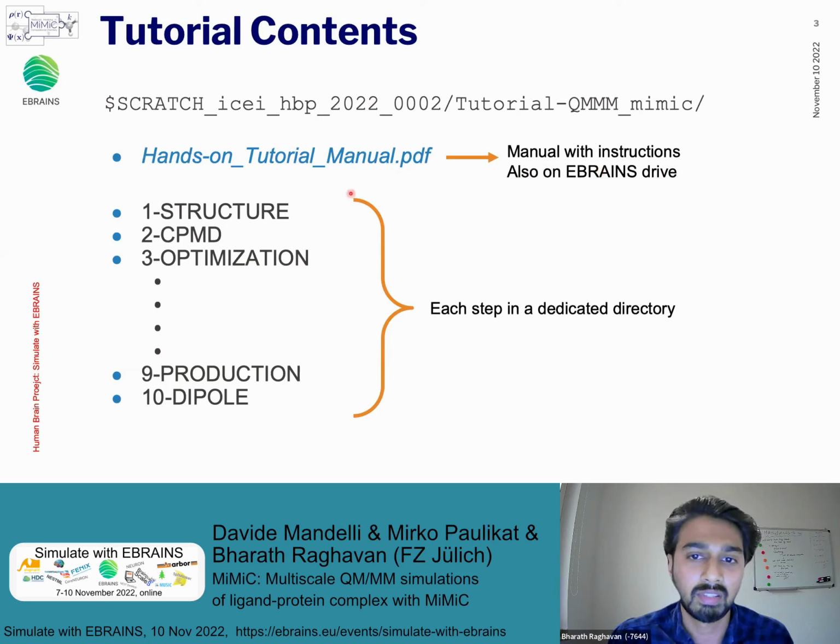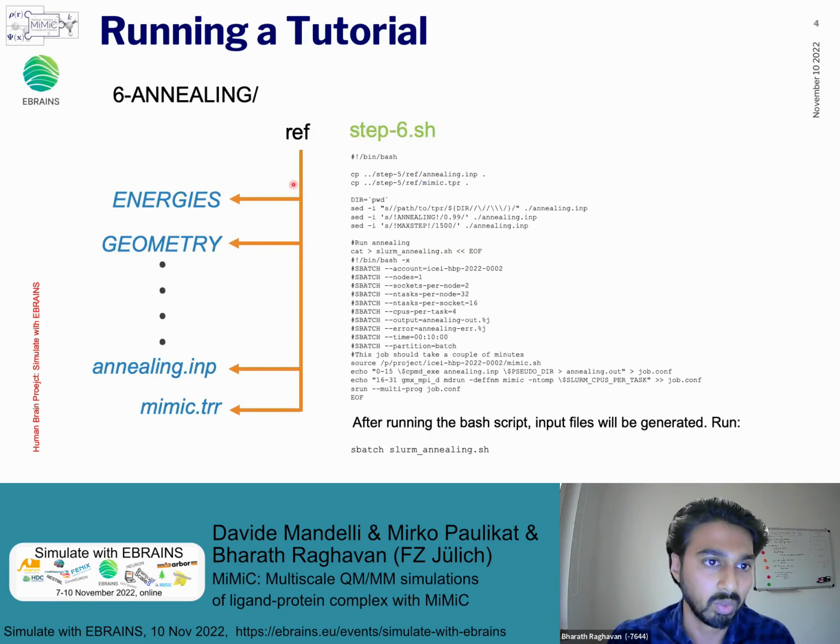The tutorial directory contains a list of 10 folders corresponding to each step that you need to perform for the simulation. The details of each step are provided in the manual, and all the required data to run the simulations are provided in each of these folders. If you take a look at one of these folders, let's take an example of step 6 annealing. This contains a file step6.sh, which is a batch script. If you run the batch script, it will generate all the required data for you to run the simulation. It will output the CPMD input files and all the other files that you need to run an annealing mimic run.